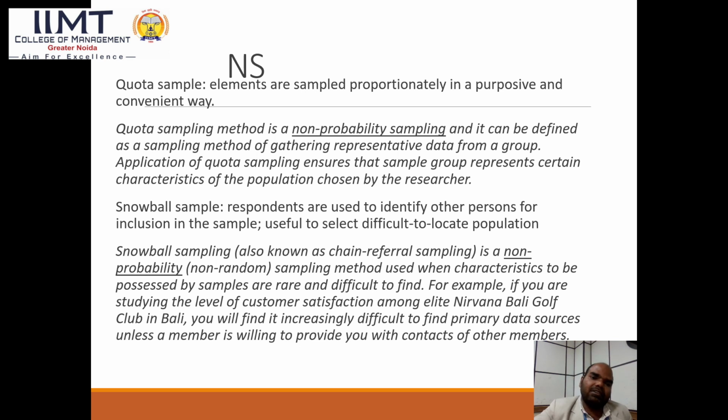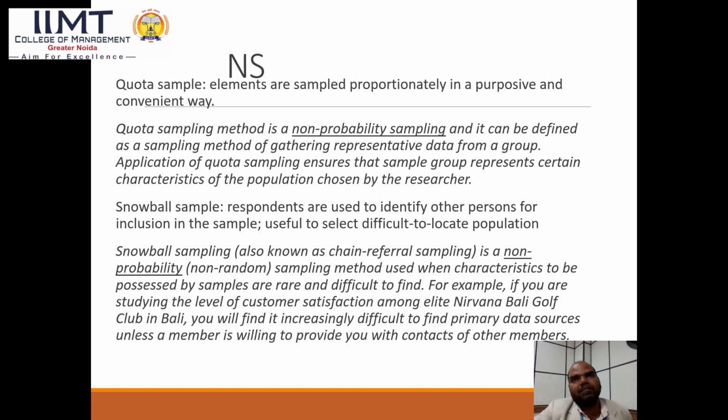And another sampling type, quota sampling. Elements are sampled proportionately in purposive and convenient ways, which is called quota sampling. The quota sampling method is a non-probability sampling and it can be defined as a method of gathering representative data from a group. Application of quota sampling ensures that the sample group represents certain characteristics of the population chosen by the researcher.